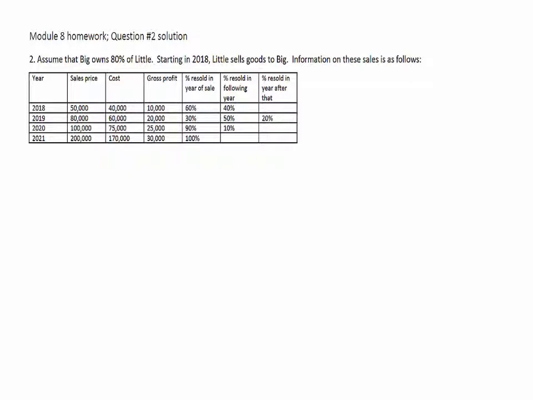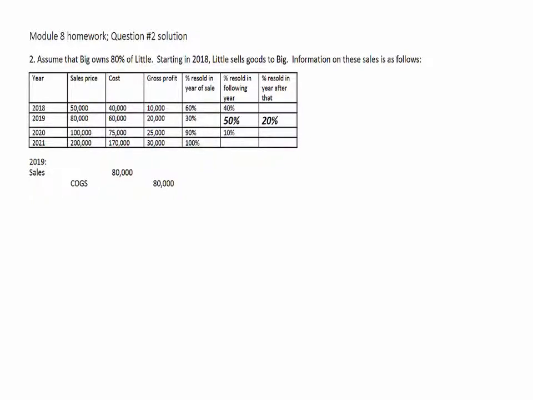Okay, 2019. Again, first we eliminate sales and cost of goods sold in the amount of the intercompany sales revenue. Okay, next we need to go ahead and defer any portion of this year's gross profit which is still unrealized. Again, in 2019 there was a $20,000 gross profit. 30% of the merchandise was resold in 2019. That means 30% or $6,000 of that profit was realized. The other 70% or $14,000 has not been realized yet.